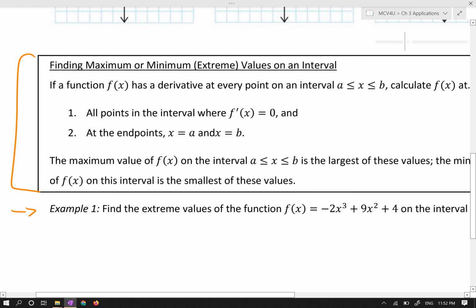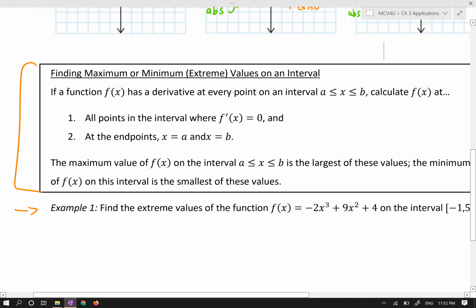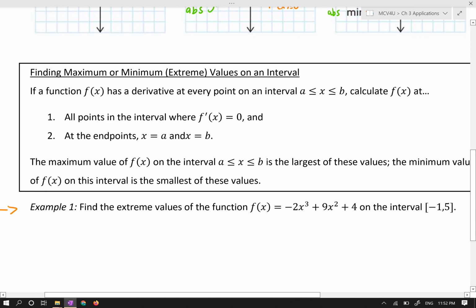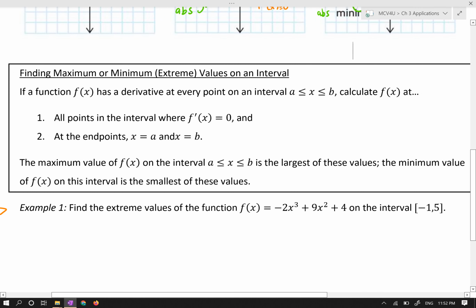That means if we're going to check to see our extreme values on an interval, if we're looking to see our absolute maximum and absolute minimum on an interval, then first of all, we need to find any points on the interval where our slope is equal to 0. Because if our derivative is equal to 0, that means we have a turning point, or we likely have a turning point involved. And if we have a turning point, we might have an extreme value there.